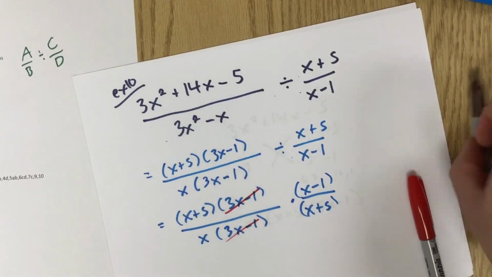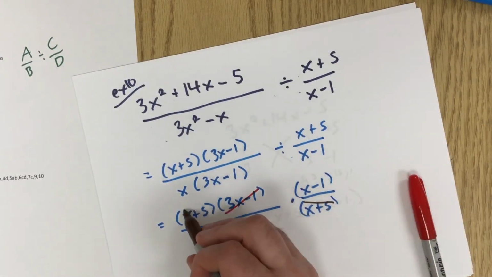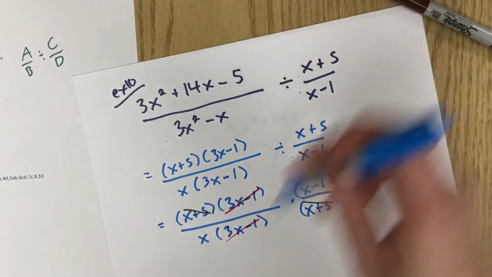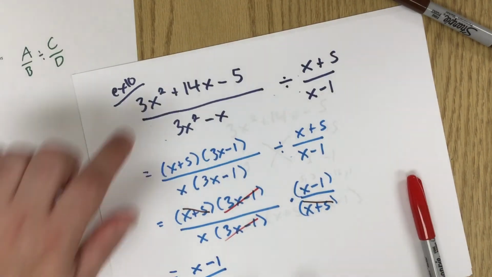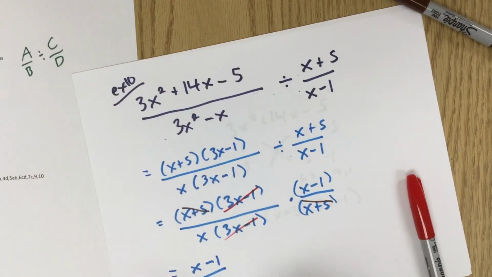Those guys cancel. Those guys cancel. And we get x minus 1 over x. That's kind of nice. So this divided by this comes out to this.